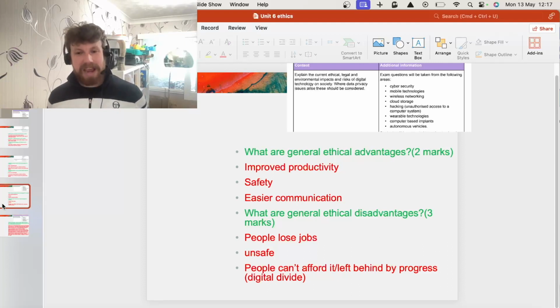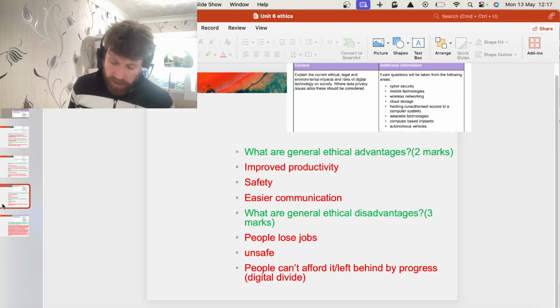If there's a hack that happens and it steals lots of data, people may get sacked. People are going to lose jobs. So same point, different topics that we can use it for. Unsafe: if something is unsafe and it causes health and safety reasons.